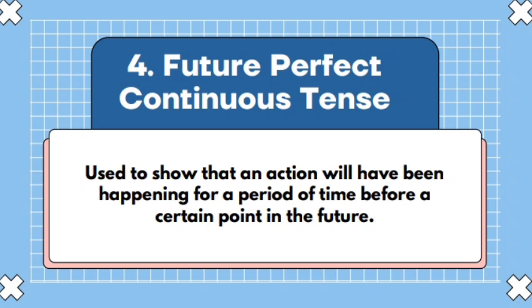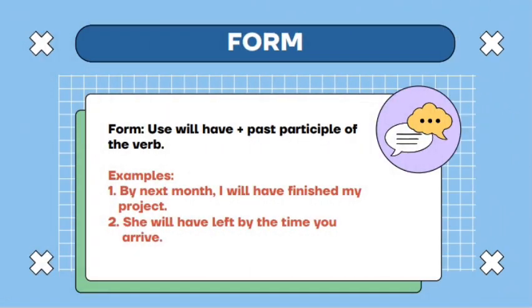Future perfect continuous tense is used to show that an action will have been happening for a period of time before a certain point in the future. The verb uses will have plus the past participle of the verb. Examples: by next month I will have finished my project. She will have left by the time you arrive.